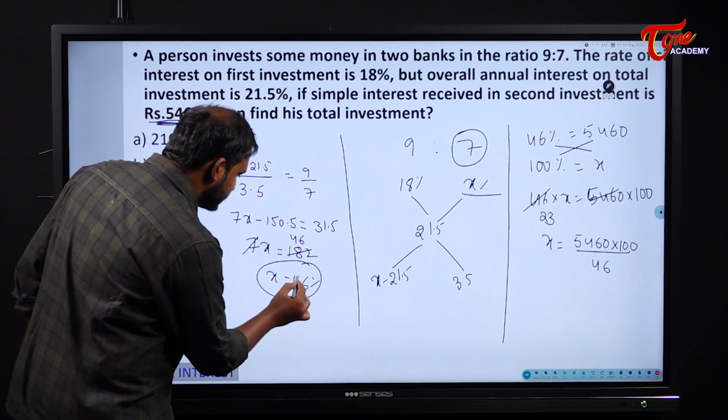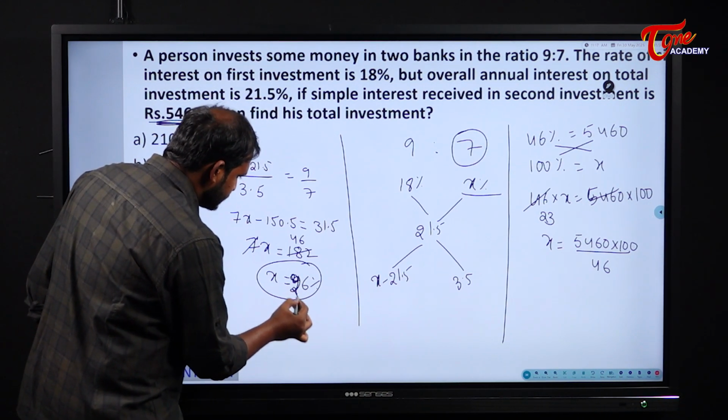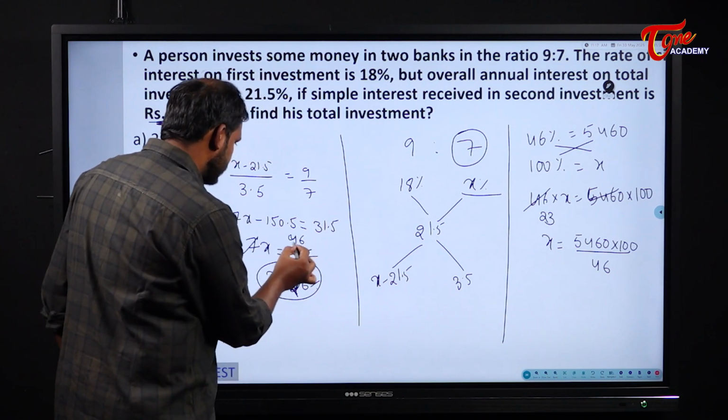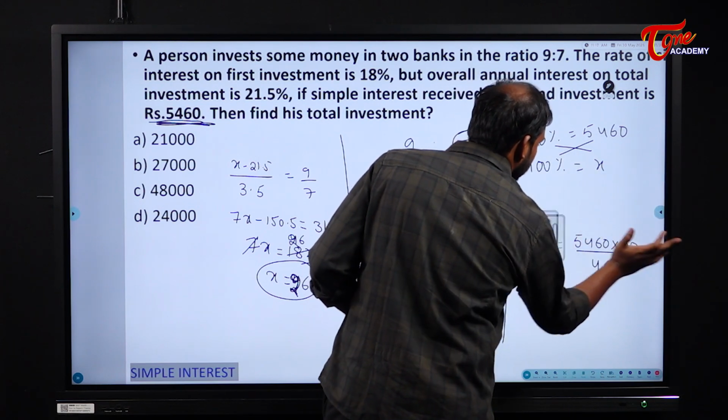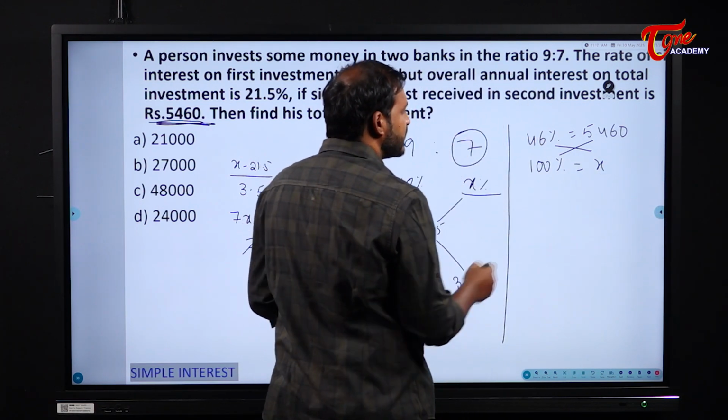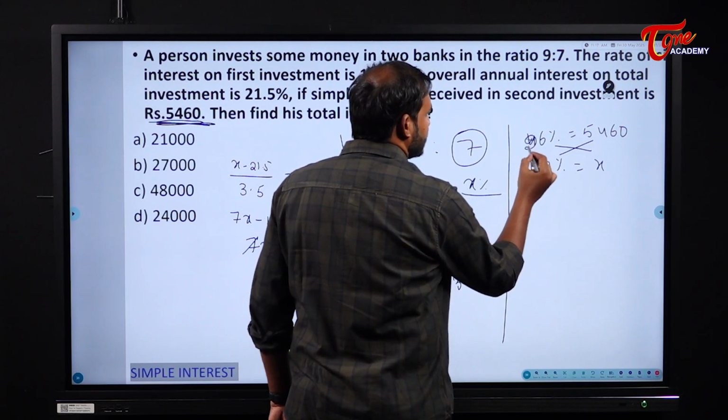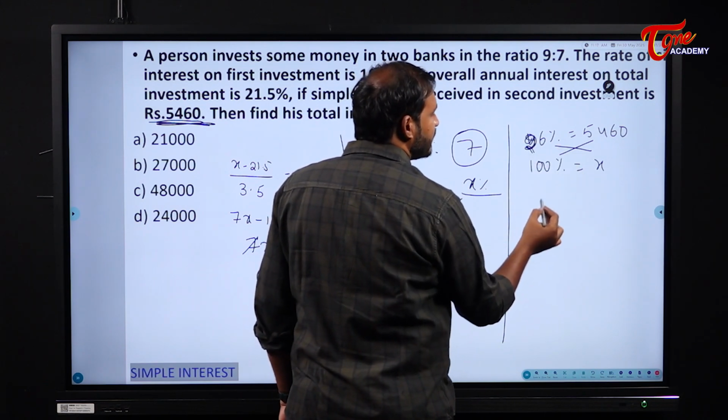Sorry, here it is 26. That is the reason. Somewhere I am getting the wrong answer. Why? This is the reason. So what is it actually? 26%. So what is happening here?